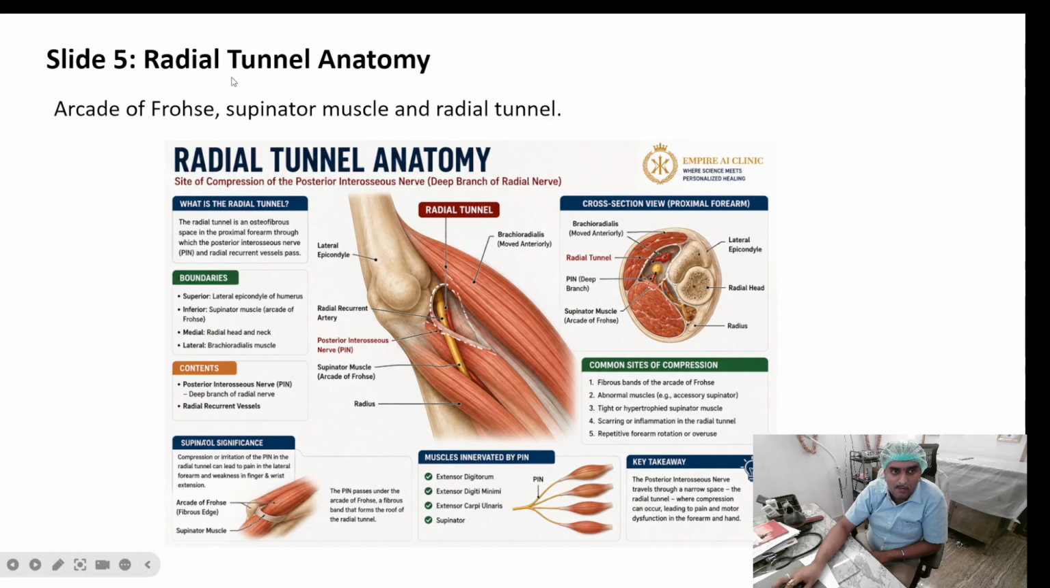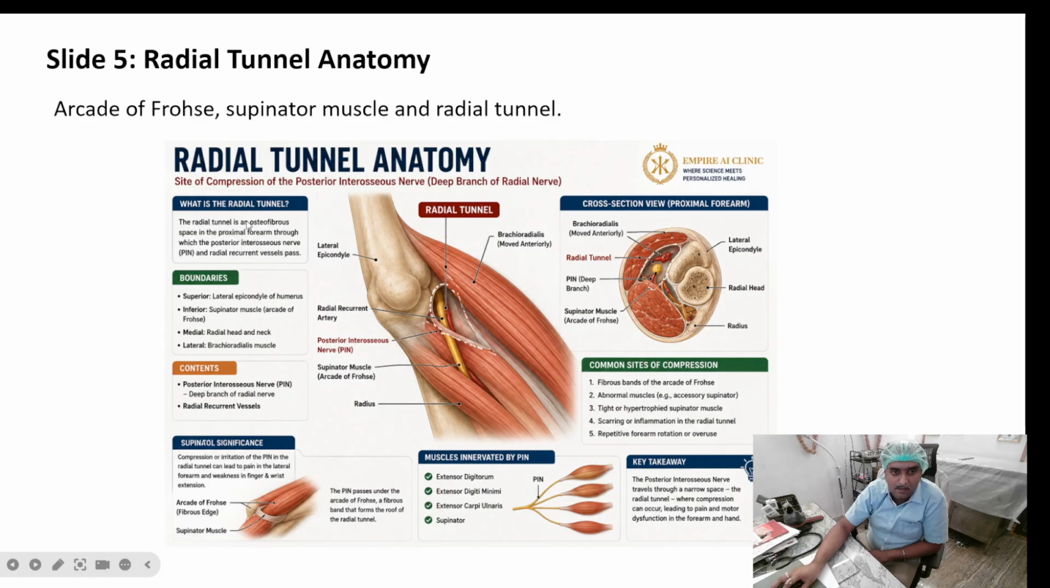Radial tunnel anatomy: arcade of Frohse, supinator muscle, and radial tunnel. So this is the radial tunnel. This is the brachioradialis, moved anteriorly. The radial recurrent artery is seen here. The posterior interosseous nerve is seen here. The supinator muscle, that is called the arcade of Frohse. This is the supinator. Radius.